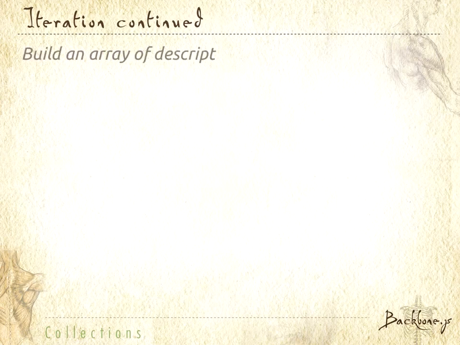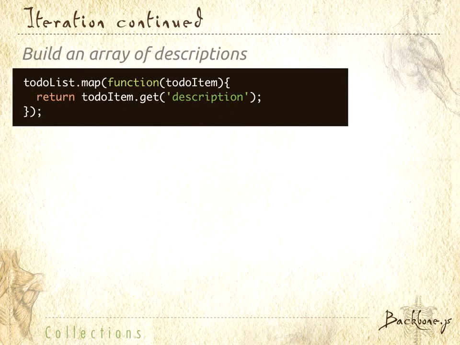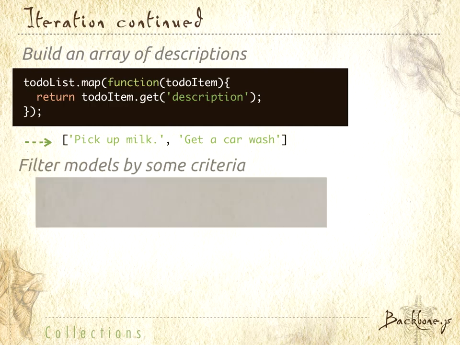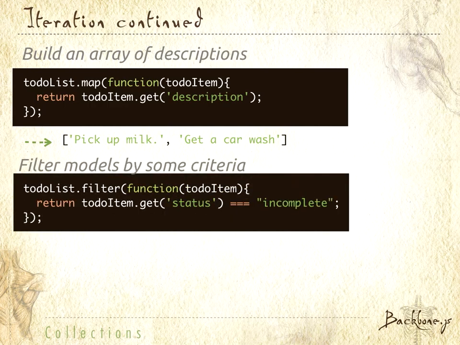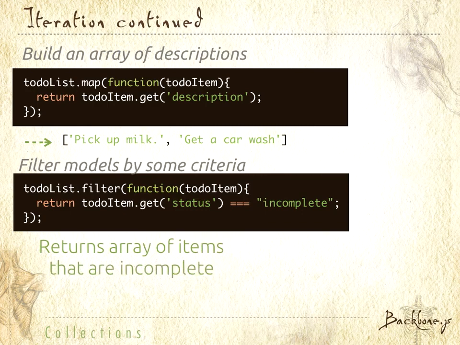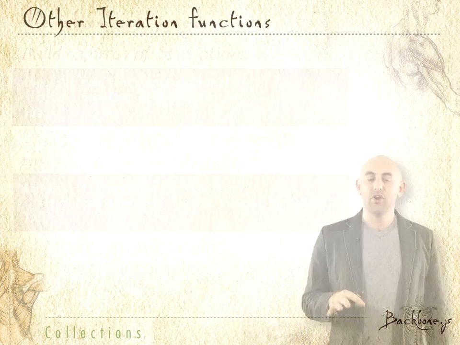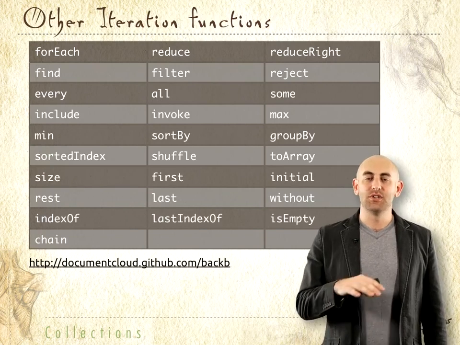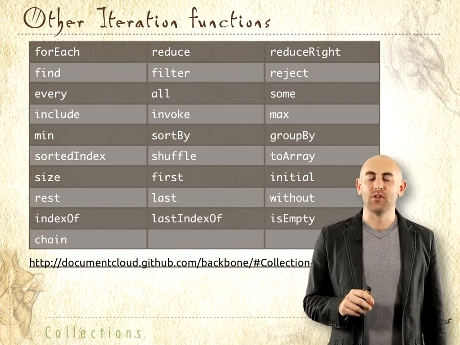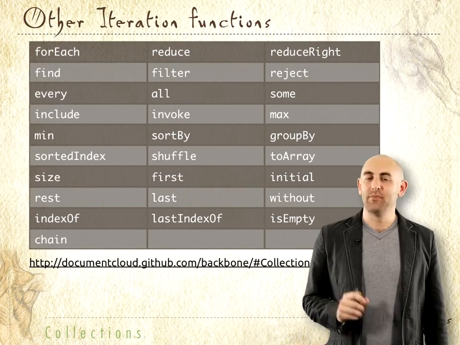Backbone provides collections with many different iteration functions, one of them being map, which just like forEach takes a function that is going to be called with each item in the collection. But this time it's going to build a new array based off the returned items of that function. So in this example, we're going to have an array of 2 descriptions. We can also use the filter function to create a new array with only the items that return true from the function. There are many other iteration functions you can use on collections, and these are provided by the Underscore library, the same one that gives us our template function.